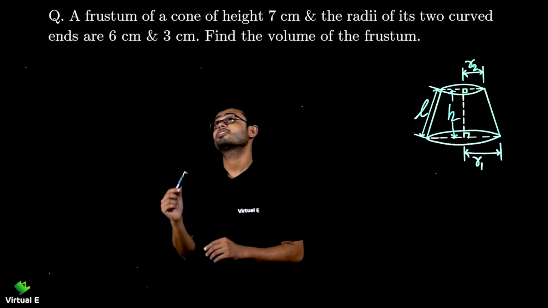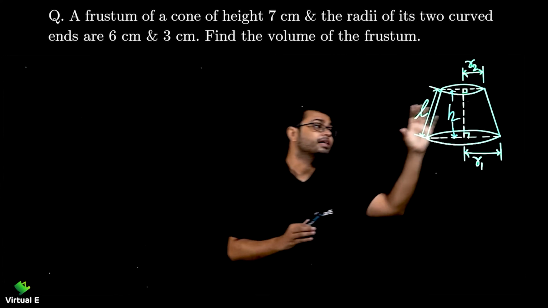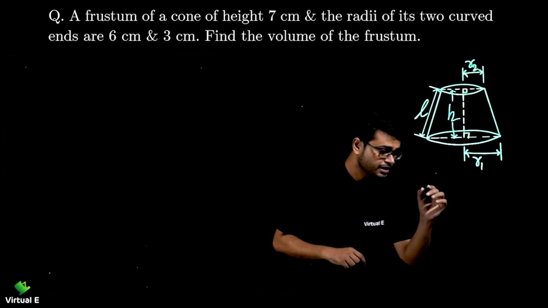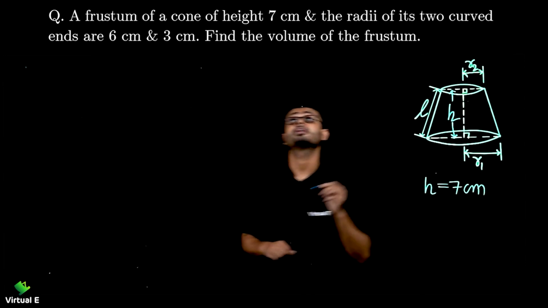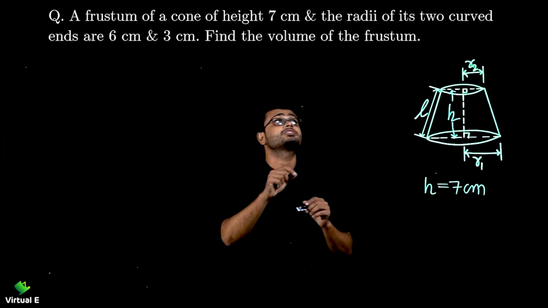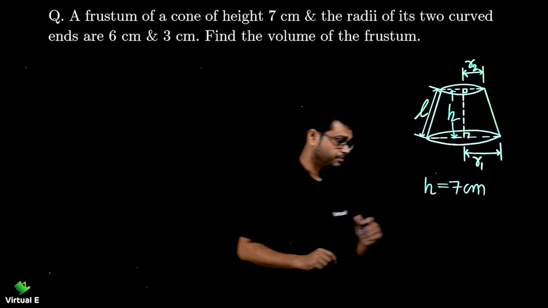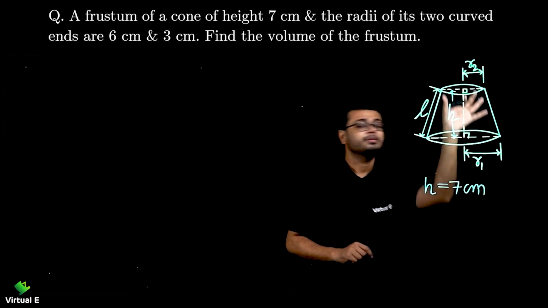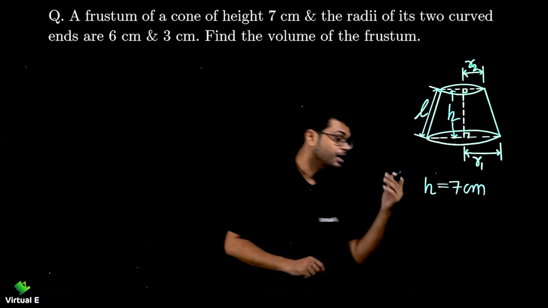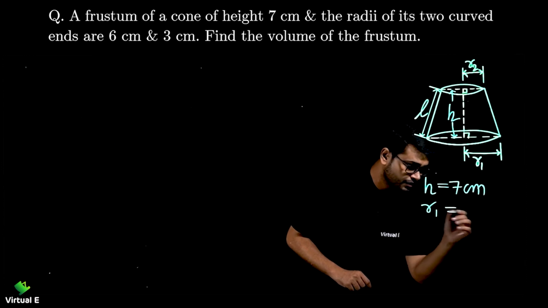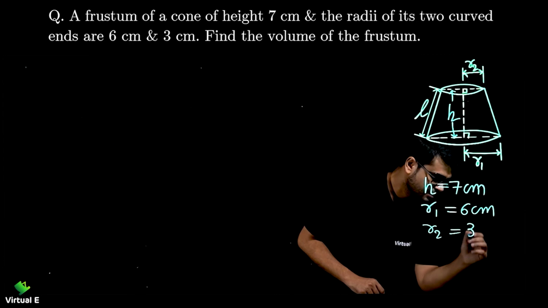Let's start. A frustum of a cone of height 7 centimeter. So the value of height is given, 7 centimeter. So let's write h is equal to 7 centimeter. Then the radii of its two curved ends are 6 centimeter and 3 centimeter. These are the two radii given. So let's write R1 and R2. R1, let's take the bigger, so R1 is 6 centimeter. R2 is 3 centimeter.